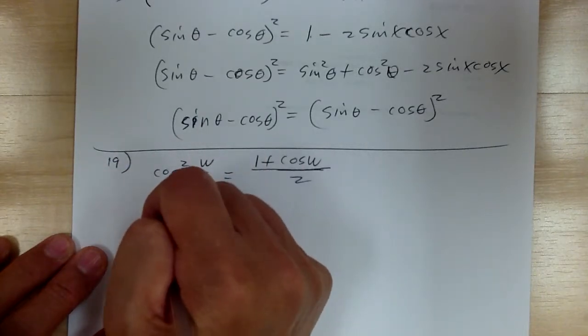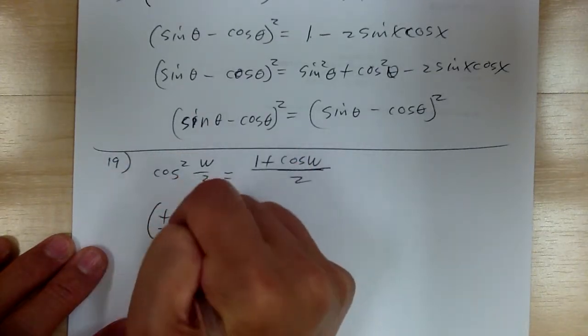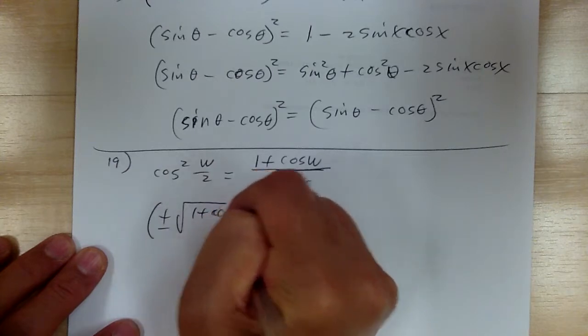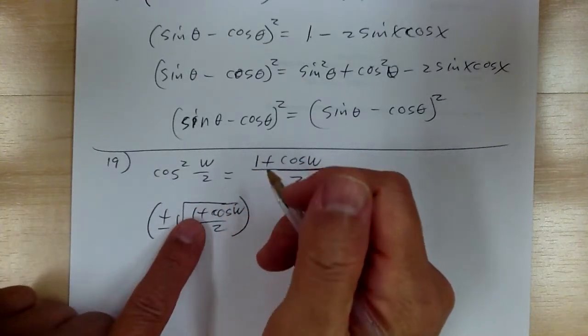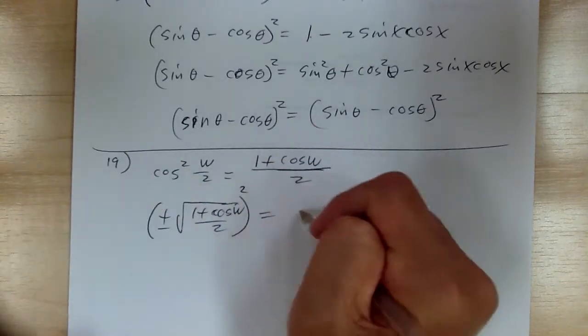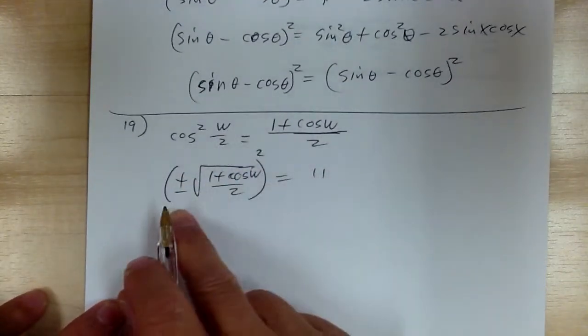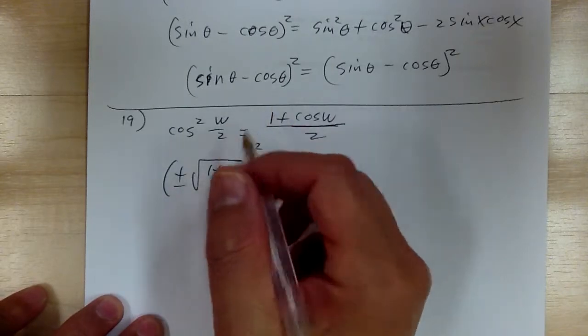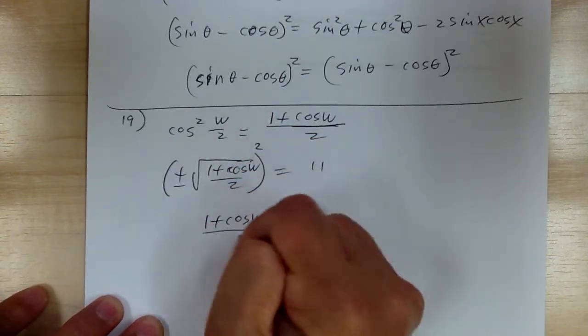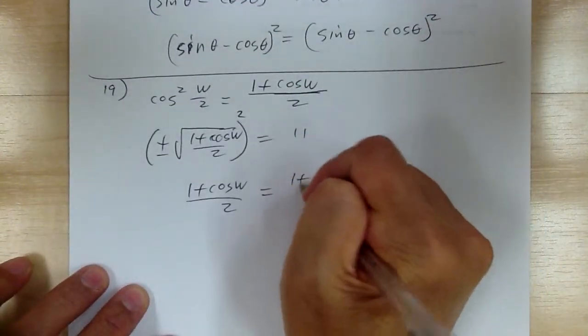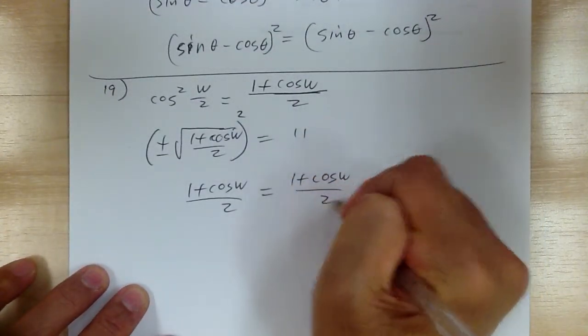So this is equal to cosine half angle, which is plus or minus square root of 1 plus cosine of w over 2. So that's what cosine half angle is. And there's a square, so you square that. So now you work it out. So plus or minus square is always plus, and square and the square root cancel out. So you got 1 plus cosine w over 2 equal to 1 plus cosine w over 2. And that's it.